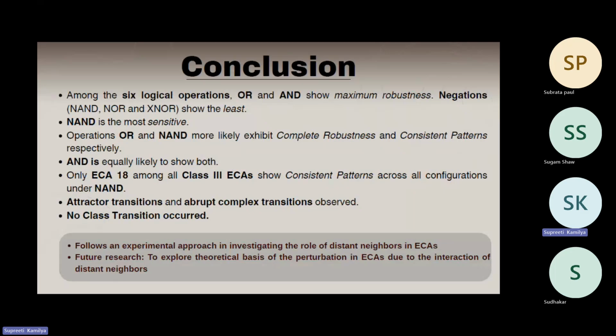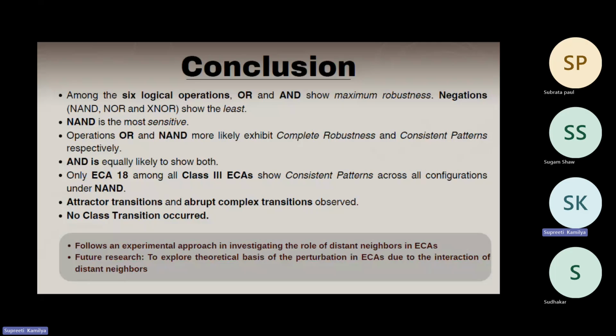So for conclusion, we would like to say that there are 6 logical operations that we have predefined here, and OR and AND show maximum robustness. Negations, NAND, NOR, and XNOR show the least robustness. NAND appears to be the most sensitive one as it triggers more information and data changes throughout the cellular automata once the distant neighbor is introduced. And operations OR and NAND more likely exhibit complete robustness and consistent patterns respectively, and are equally likely to show both complete robustness and consistent patterns throughout all the classes.